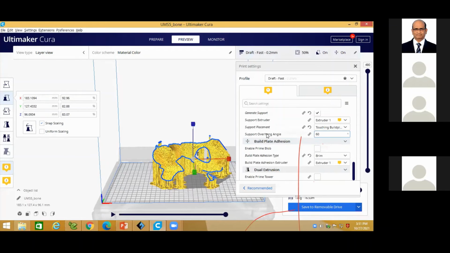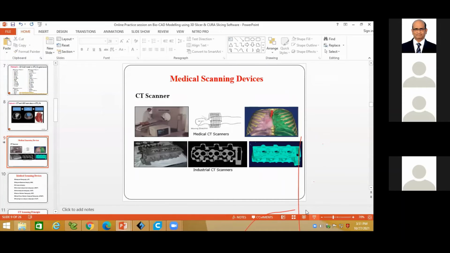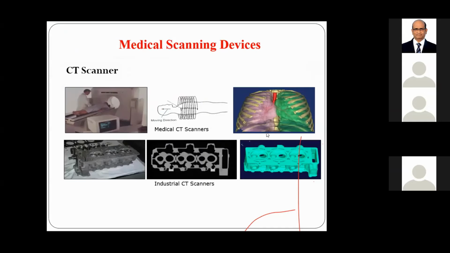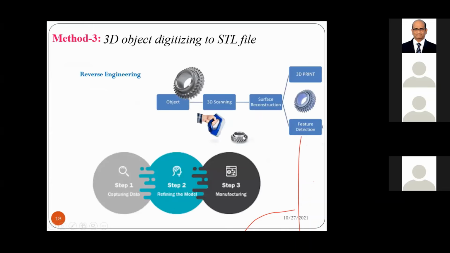Okay, this is about Ultimate CURA. Here, okay, very good. I'm not telling about how to make this 3D model. Okay, the third method is we are converting the STL file from the 3D scanner. Okay, tomorrow, day after tomorrow, you're having the demo. I'm not showing anything. Just here, I want to tell you one piece of information.